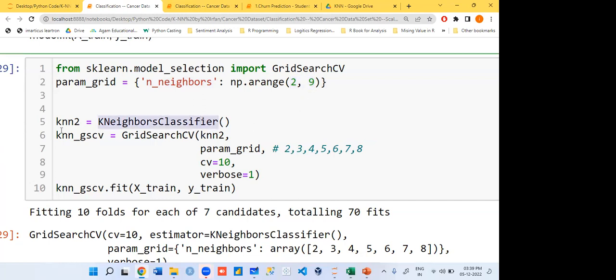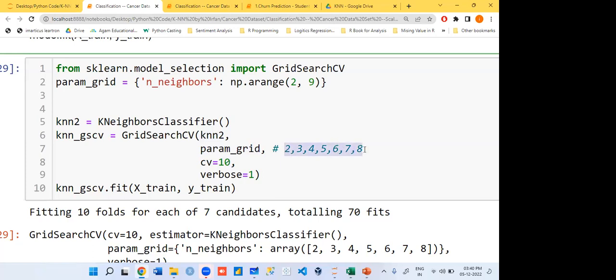KNN classifier I'm assigning in KNN2. That's a name. Grid search CV KNN2, which is a KNN classifier. Parameter grid means apply combinations. Each combination repeat 10 times.